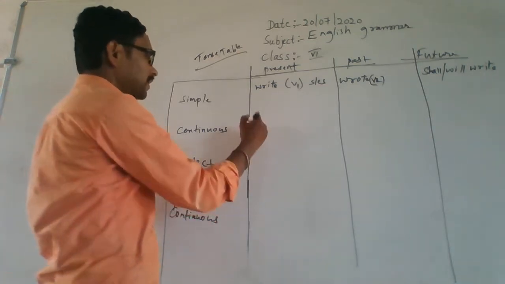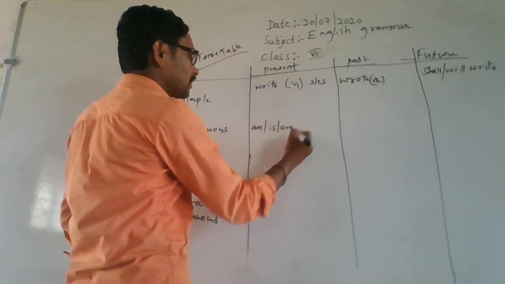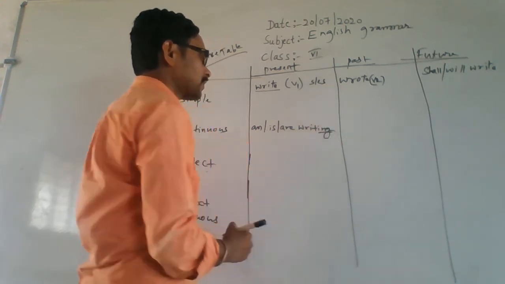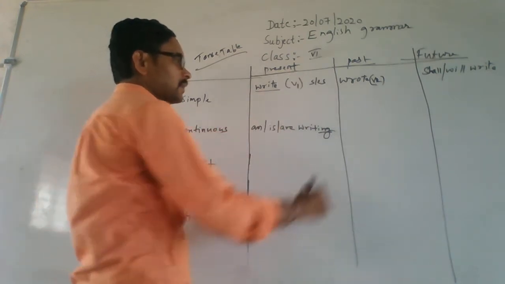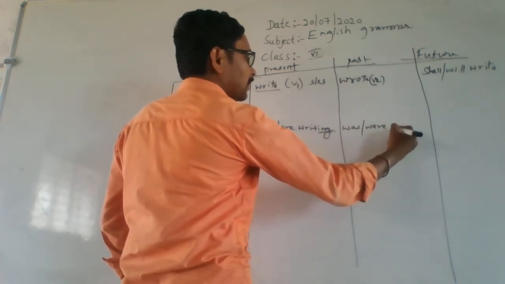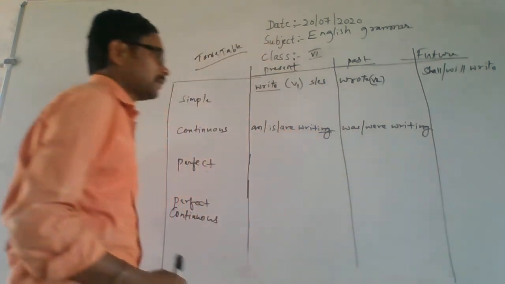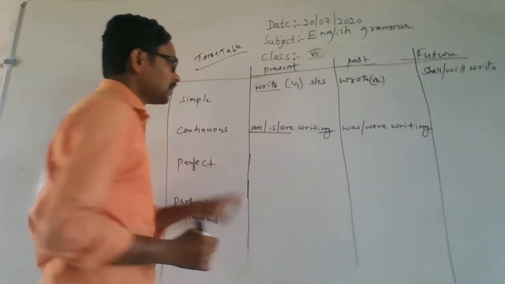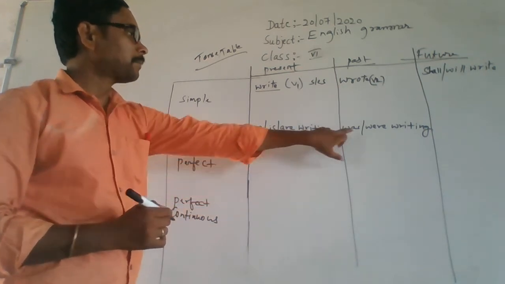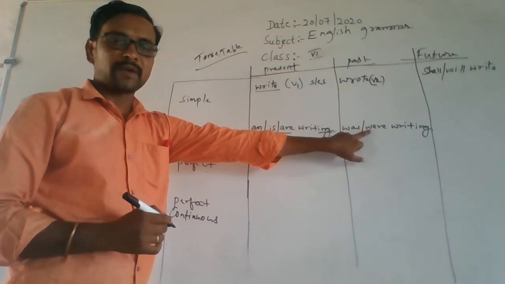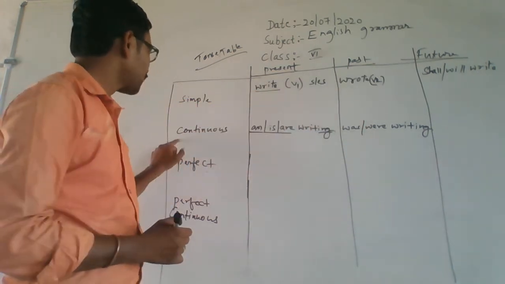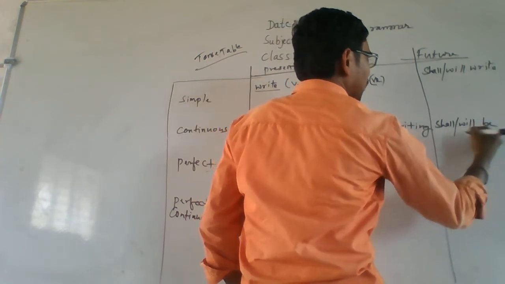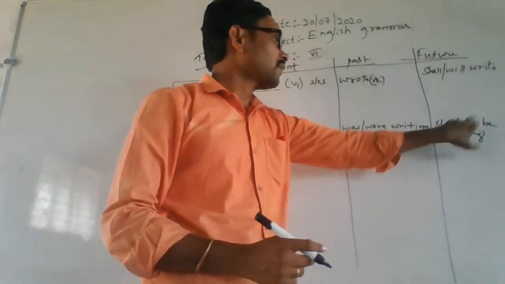So let us see continuous. Here am, is, are, and V1 changes to what? Write changes to writing. In the past continuous, was or were writing. In the present continuous, am, is, are, three helping verbs are there. Just like that, in past two helping verbs are there: was and were. So let's see what helping verbs come in the future continuous. Shall or will be writing.